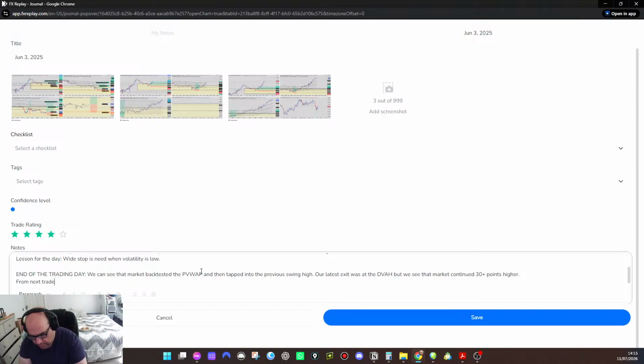Next trade, and moving forwards we're gonna be trading with strikers minimum in order to capture mega moves.